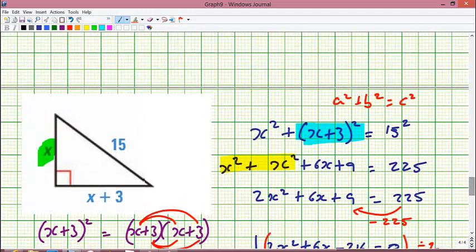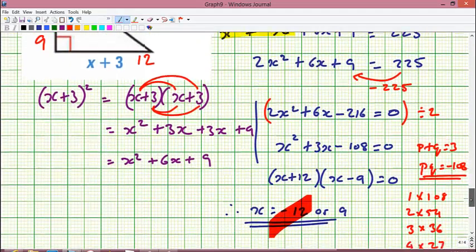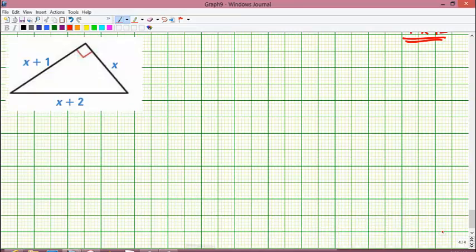So, back to our problem. This would be 9 units, this would be 12 units, and the other side would be 15 units. Okay? So, quite a long, drawn-out problem. I think we'll do another one as an example. So let's try this one.